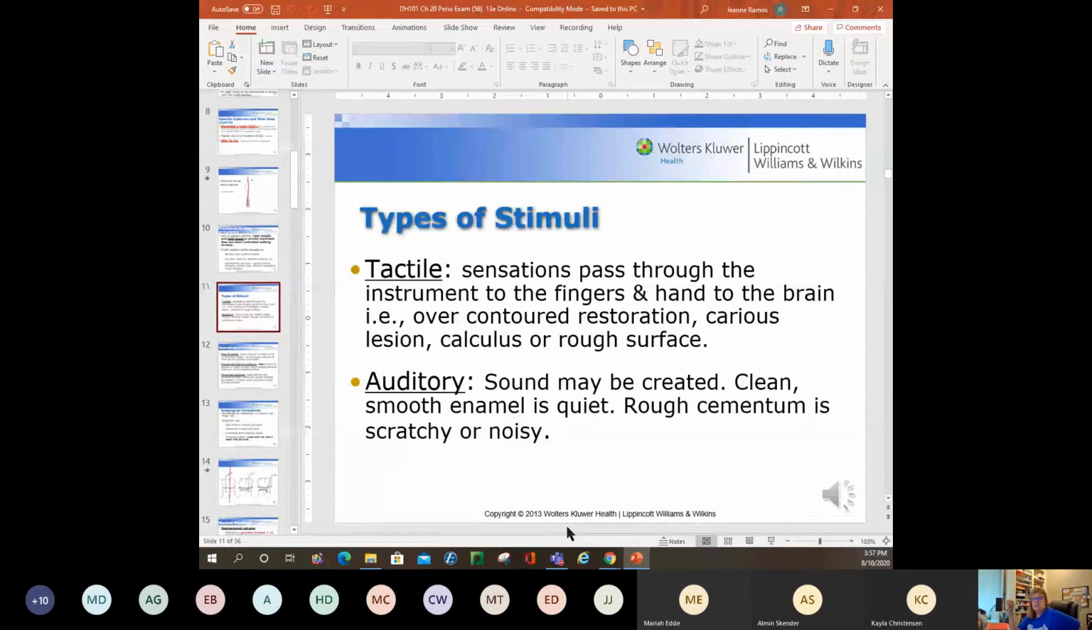So there are different types of stimuli. You're going to have a tactile sense when vibrations pass through the instrument to your fingers, for calculus or rough surfaces, and they're smooth otherwise. And there's an auditory stimulus, which means that a sound can be created. You want clean, smooth enamel and root to be quiet. Sometimes rough cementum is scratchy, and sometimes a piece of calculus can be noisy, in that it'll cause your explorer to go ping, real lightly.